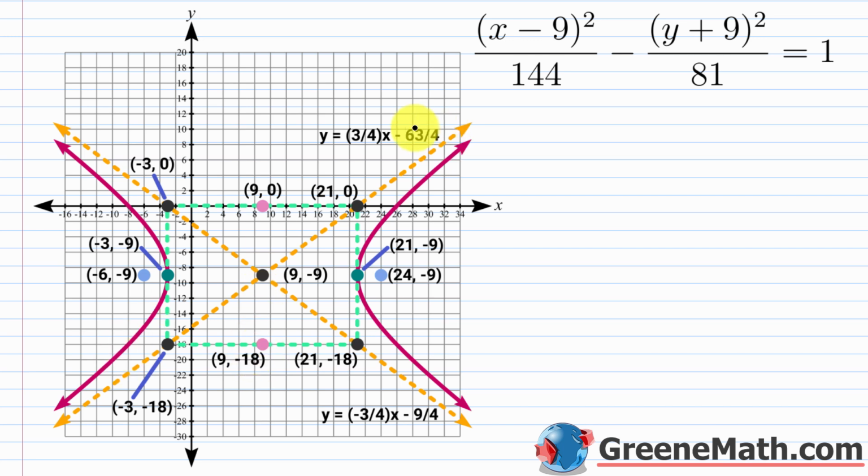Then in terms of your asymptotes, again, we did those with the formula. You can always use point slope form if you want. You have y equals 3/4 x minus 63/4. And then this one is negatively sloped, so y equals -3/4 x minus 9/4.